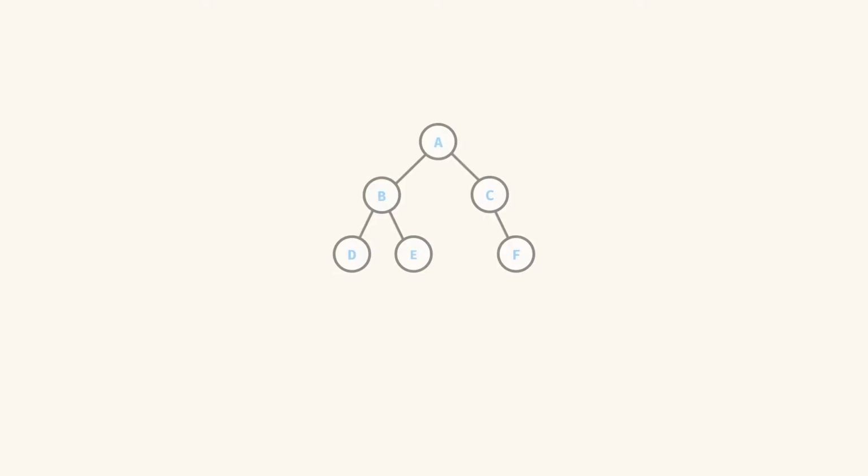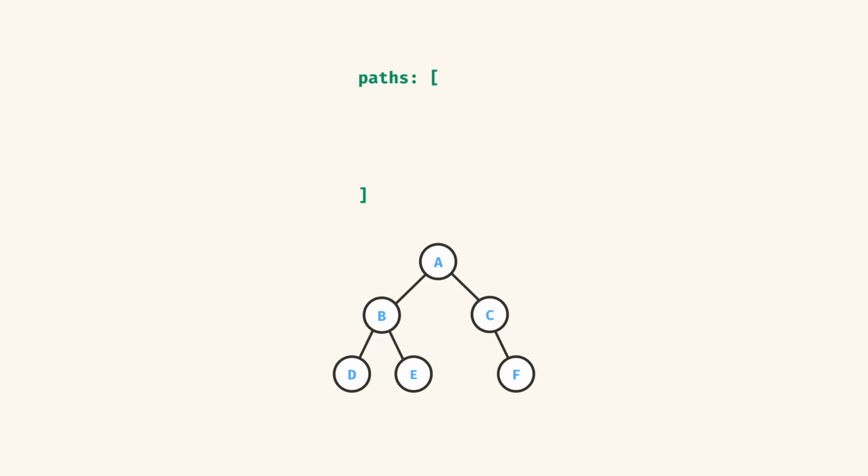So let's take a look at what this problem asks us to do. We're going to take in a binary tree. What we want to do is return a two-dimensional array, where every subarray represents a root to leaf path through the tree. So if I look at one of the paths, I must start at the root A, and I can end at any of the leaves.